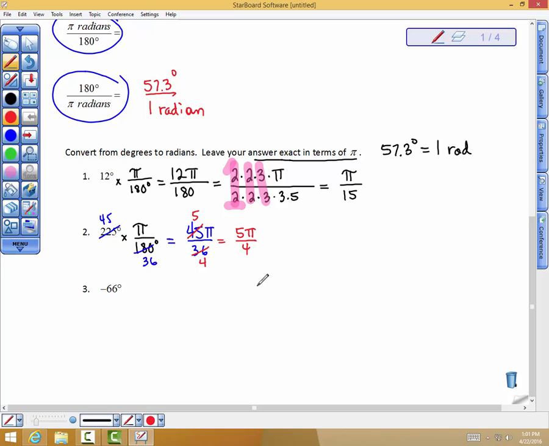In a second, we're going to go ahead and do this very same thing, but we're going to write this in terms of decimal values.